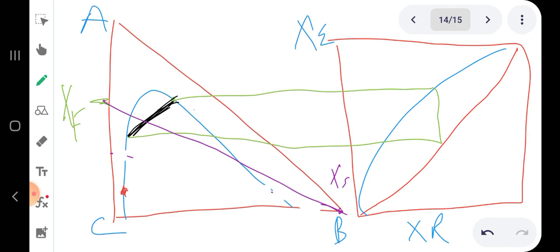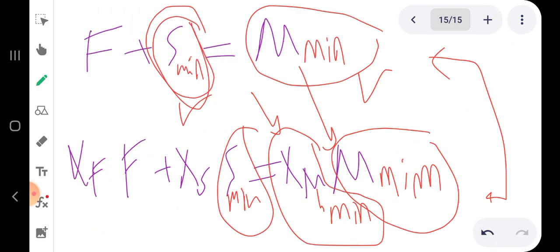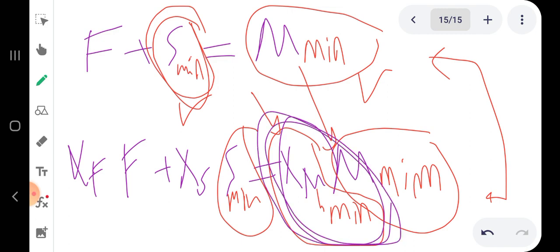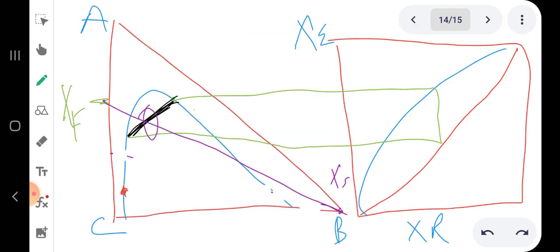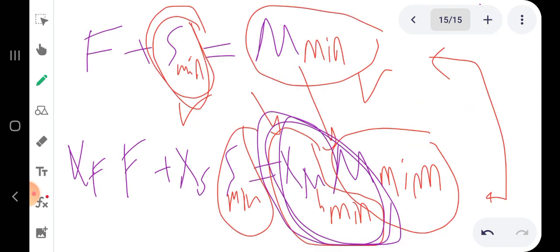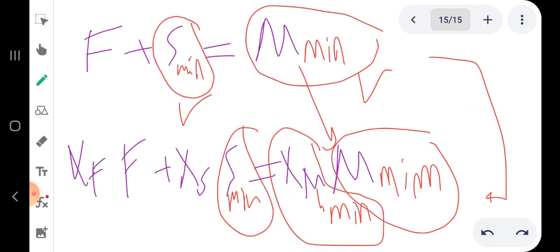From this point you can read the XM minimum, our target. At the intersection here, you move horizontally and read the XM minimum from the y-axis. Then you take this XM minimum and plug it into these two equations and solve them simultaneously to get S minimum, the minimum solvent flow rate, which is our target.